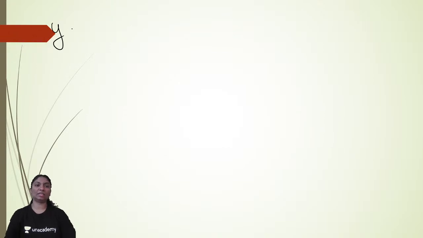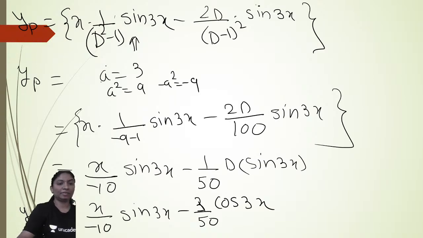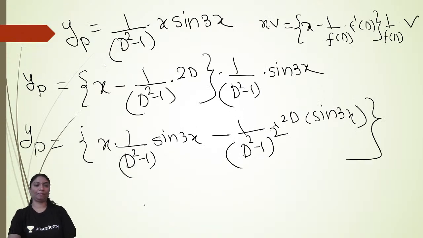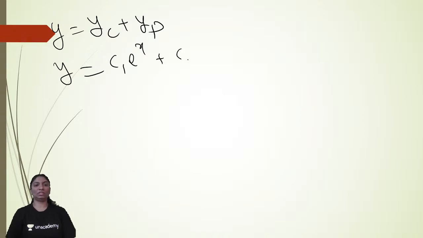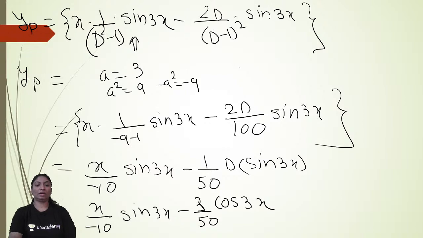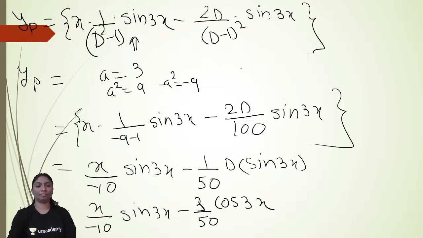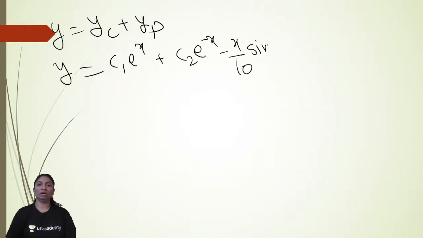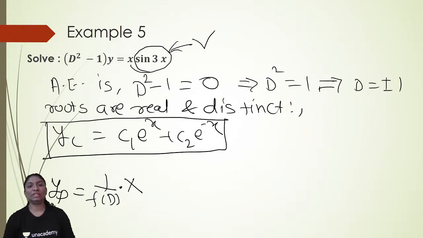Now your final answer y is equal to yc plus yp. So y is equal to yc, here our yc is c1 e raised to x plus c2 e raised to minus x, plus or minus x by 10 sin 3x minus 3 by 50 cos 3x. This is our y is equal to yc plus yp. Okay, I hope you are clear here in this example. Once again you will go through it.